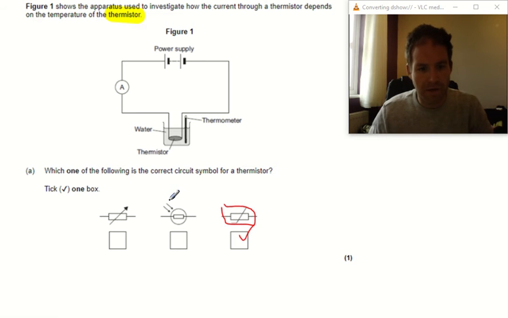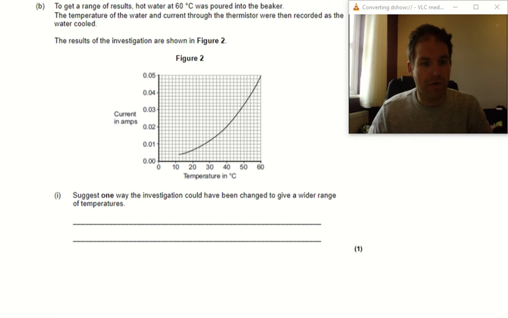This one is an LDR, a light dependent resistor, and this is a variable resistor. That's a variable resistor. Okay, so that is question 3, part A. Question 3, part B.